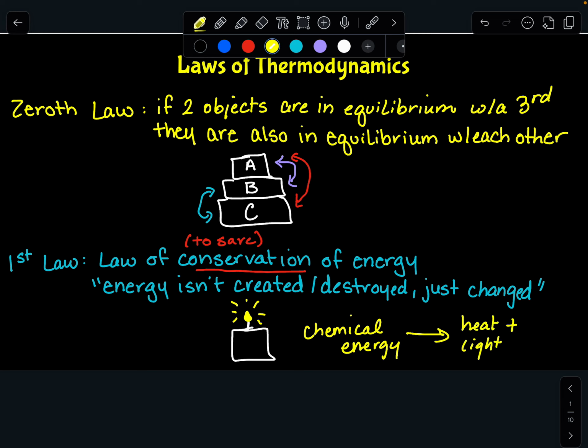I'm just changing it. If I were to measure it, I would notice that the same amount of energy I had at the start of burning the candle would equal the same amount of energy that I have when I measure the light and heat coming off the candle. Right? So those are the first two laws. The next two are easy as well. Right? So let's take a look at them real quick.